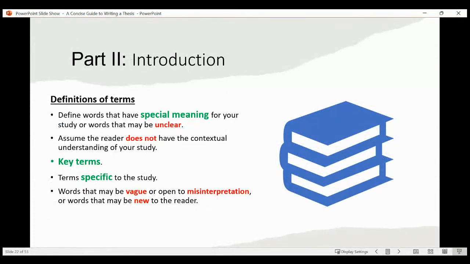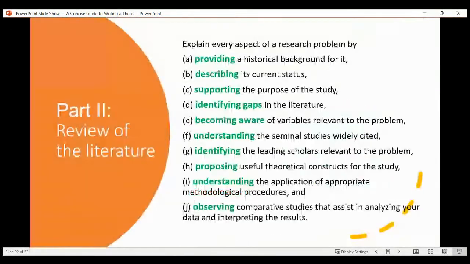Finally, definitions of terms. You need to define the terms or terminologies in your study, specifically the key terms and new words, because don't assume your readers know everything. Not all readers know the terminologies or the terms in your study. So you need to tell them the specific or special words or key terms in your study. So that's all about the introduction.